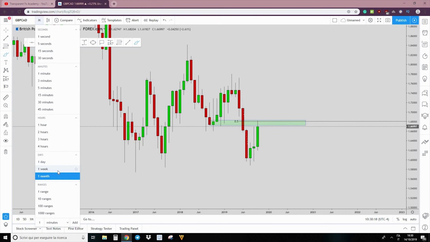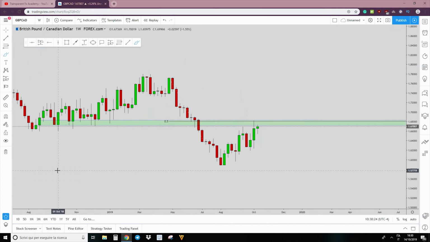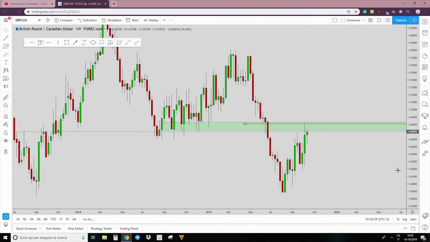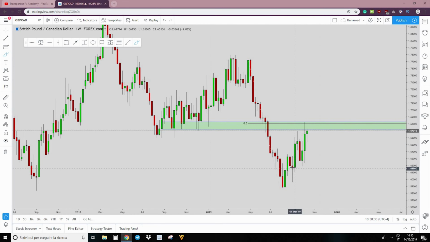Now let's go on the weekly time frame and continue with our analysis. From the monthly, we are overall bearish on the pair. Now here on the weekly, the situation, as you can see, is different. Why is it different? Because on the weekly we are still in an uptrend. We have a low here, we have a high here, we have a higher low, a higher high, a higher low, and a higher high.